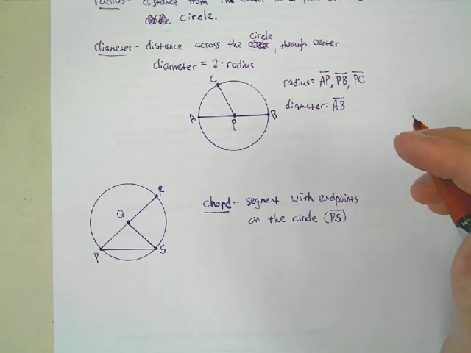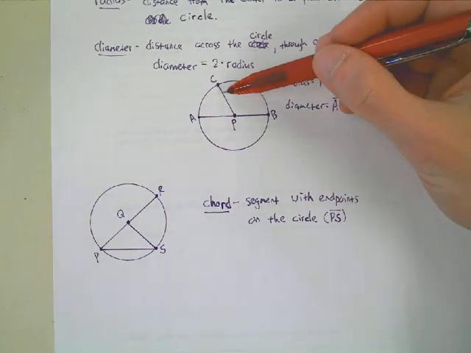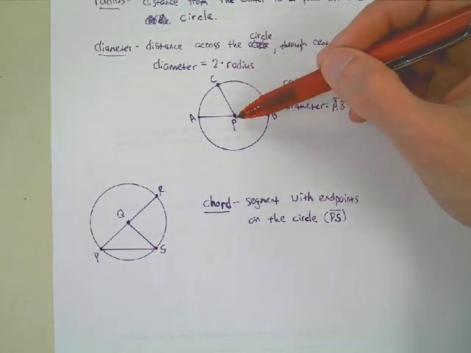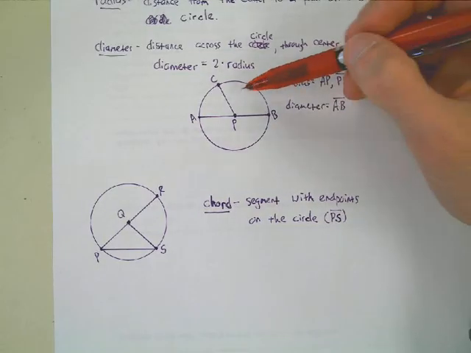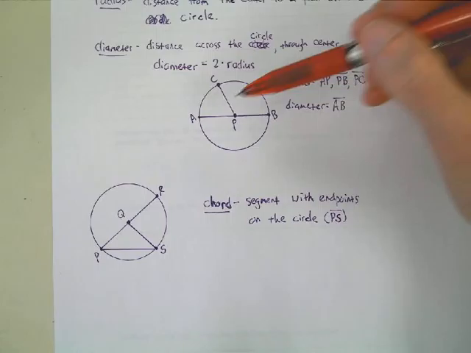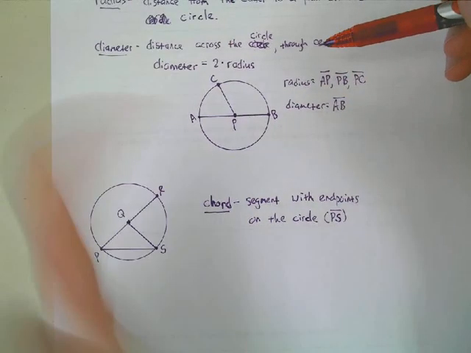CP? CP is not a chord because C is on the circle, but point P is not on the circle. Oh, you said CB. Yeah. So again, CB is not drawn in the picture though. You understand what I'm saying? CB is not drawn in. There's a segment drawn in here right now, without having to add anything, that is a chord.